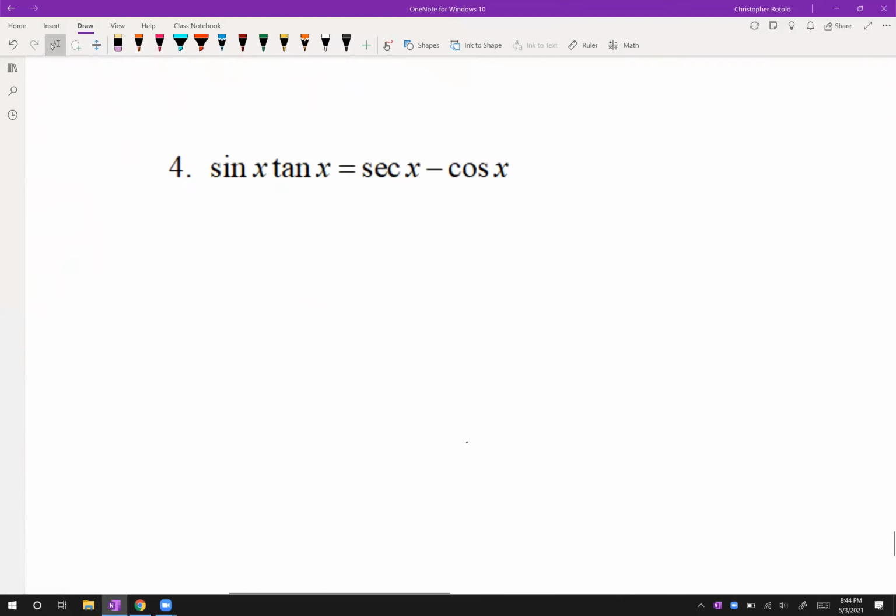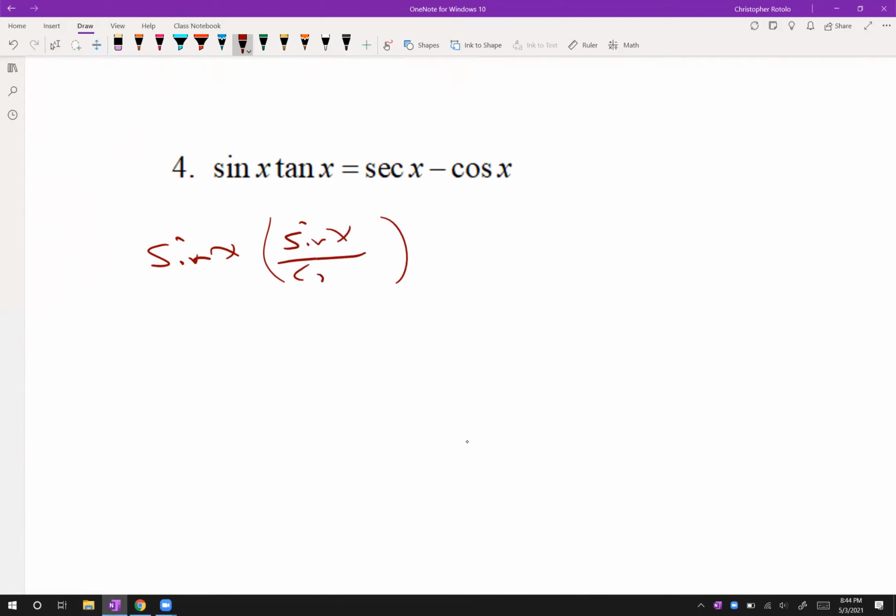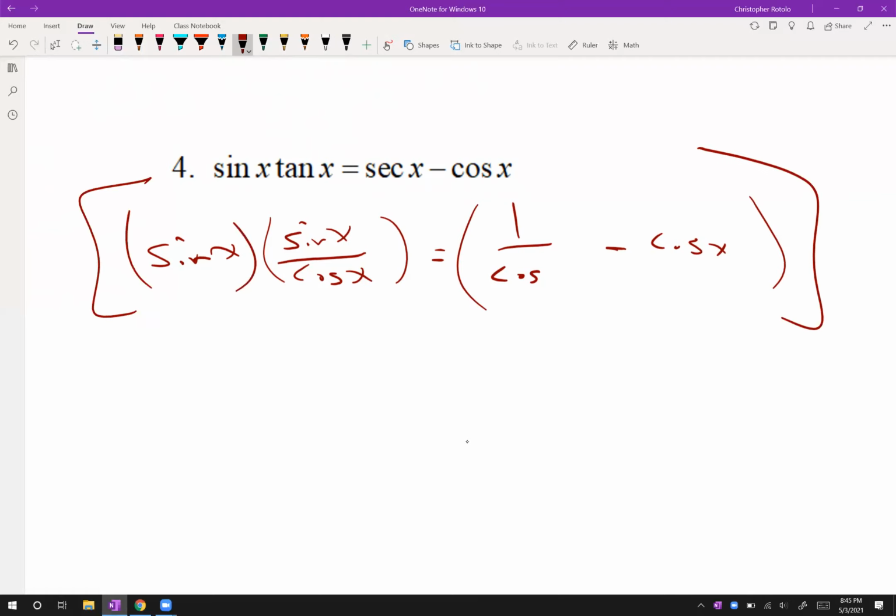All right, one more. Hopefully you're getting the idea of trying to get everything into sine and cosine. A lot of these go along with the same process here. So sine's going to stay that way. Hopefully they're getting used to the idea that tangent is going to be sine over cosine. And it equals 1 over cosine minus cosine of x. All right, so now that I have kind of a common denominator with everything going on here, let's go ahead and multiply the whole thing to get rid of it by multiplying by another cosine of x.